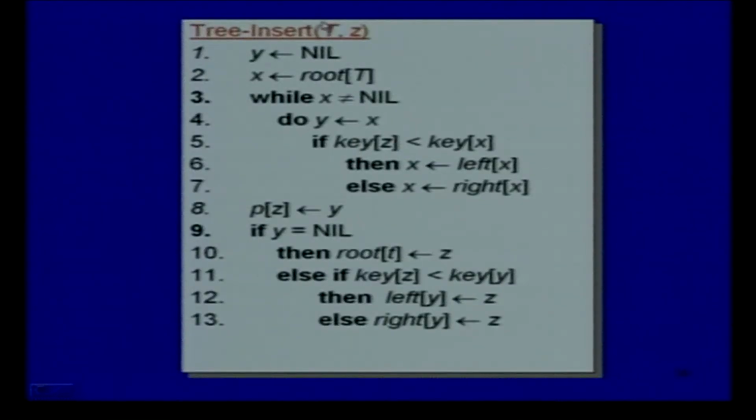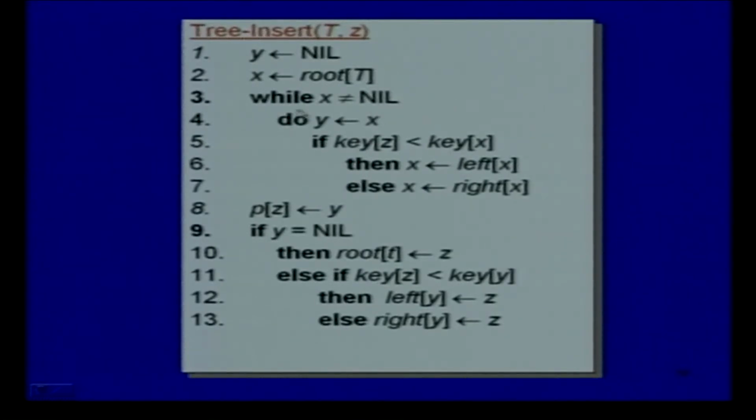This is easier to do in insertion because it involves a search only, while deletion is a more challenging job. So, again let us go to the tree insert algorithm. This is the root pointer to the root, and z is the node with the key value. Okay. So, y is equal to nil, the pointer, and x is pointing to the root of the tree.